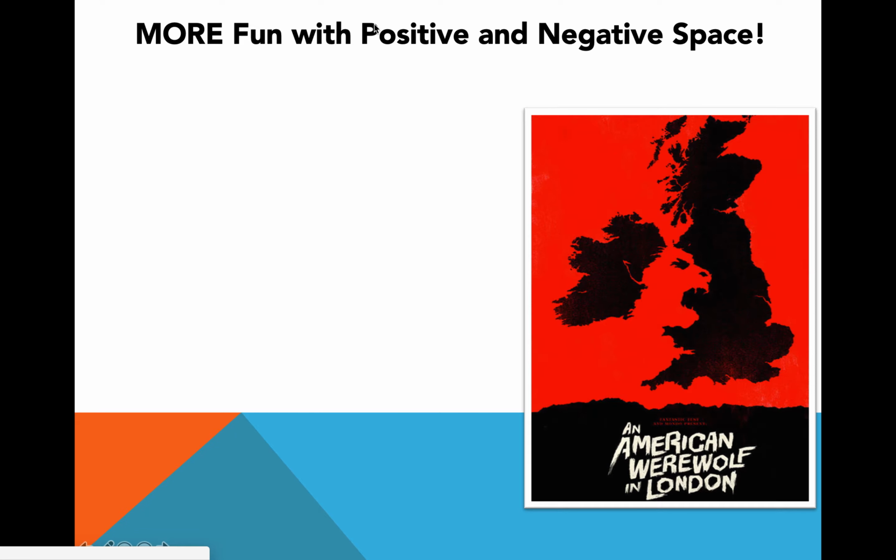So this is a poster for another movie. You might notice that it's a map of England and Ireland and Scotland, but if you look in the negative shape, you might see a werewolf in there.